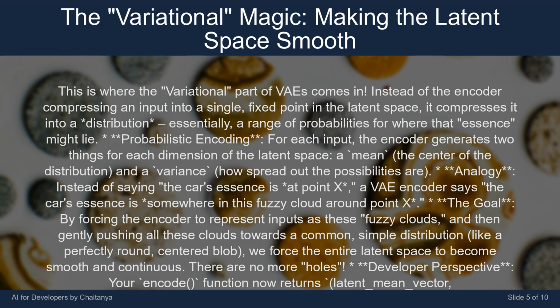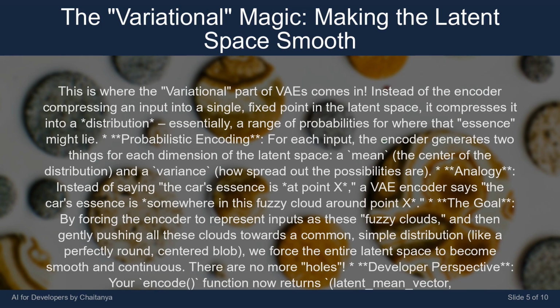The goal: by forcing the encoder to represent inputs as these fuzzy clouds, and then gently pushing all these clouds towards a common, simple distribution, like a perfectly round, centered blob, we force the entire latent space to become smooth and continuous. There are no more holes.